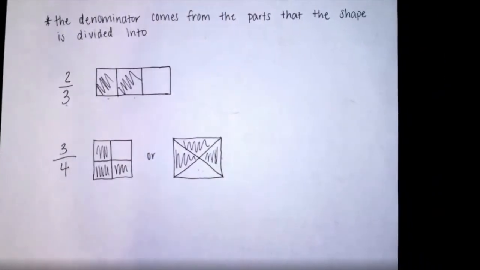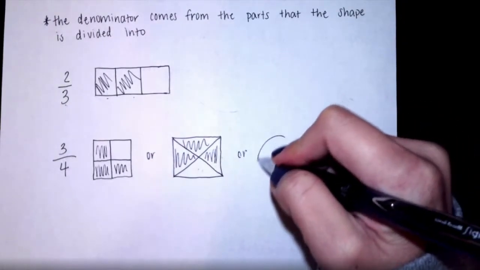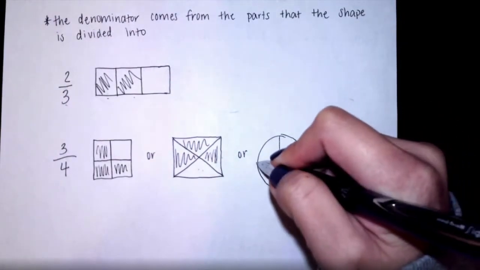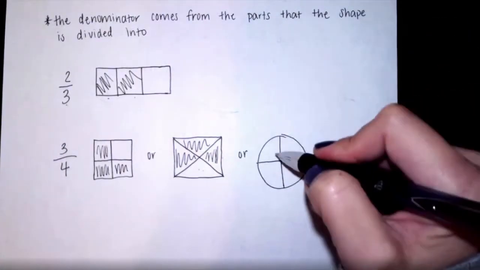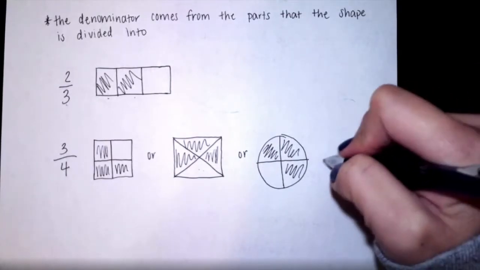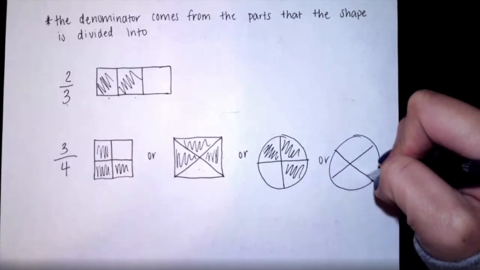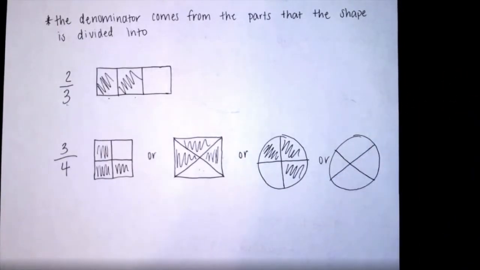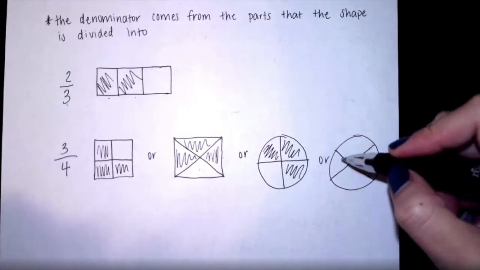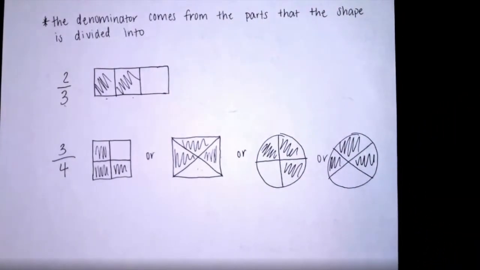sections. If you didn't want to use a square, you could also use a circle. Okay? And it would still be 3 sections colored in. Your circle could also be divided diagonally. Again, this is not very even. Normally, you would try to make these as even as you could. But again, it would be 1, 2, 3. Okay? Take a minute and get that copied down, please.